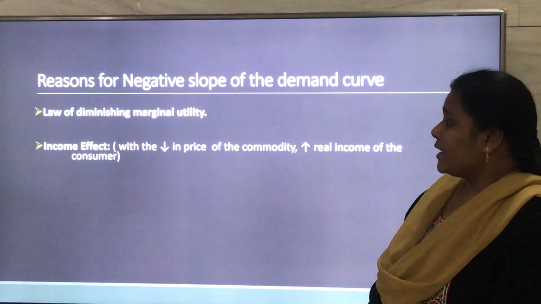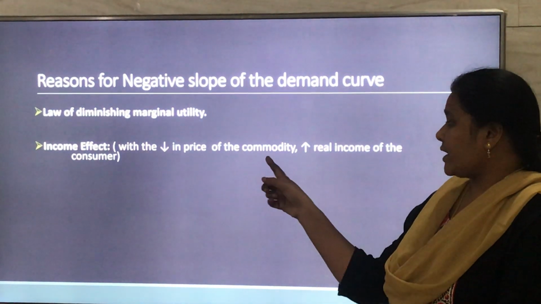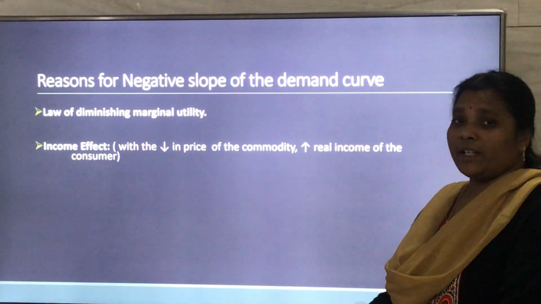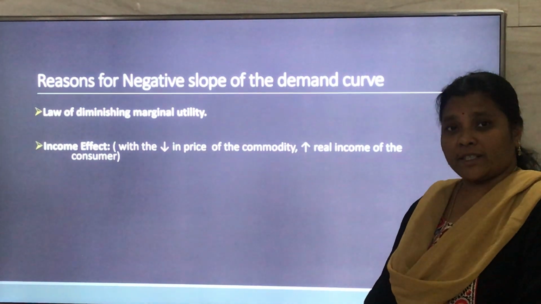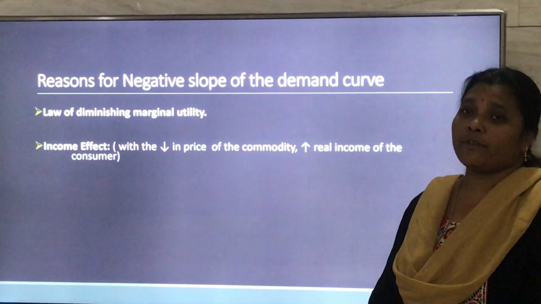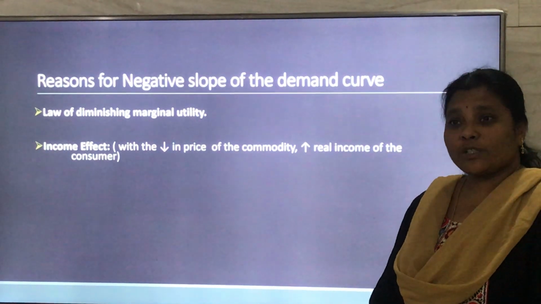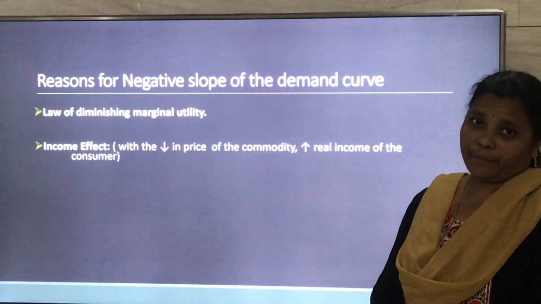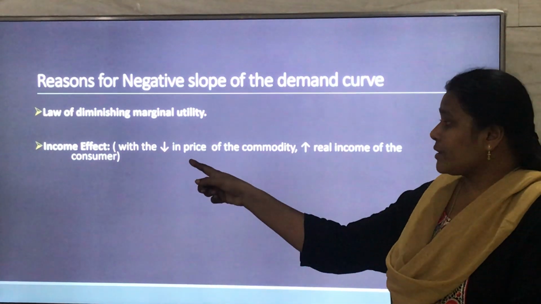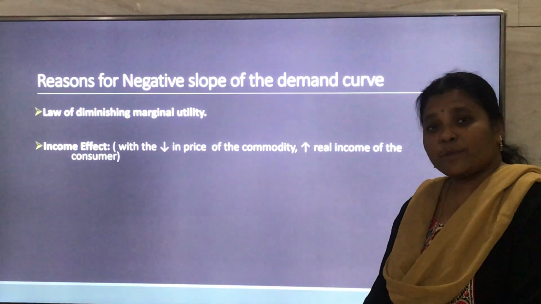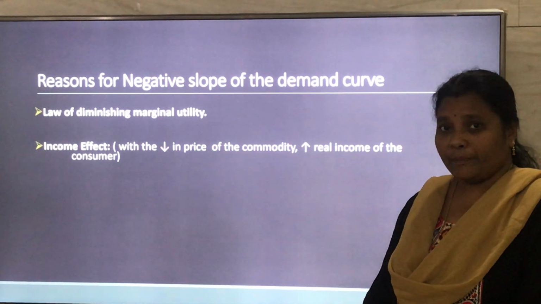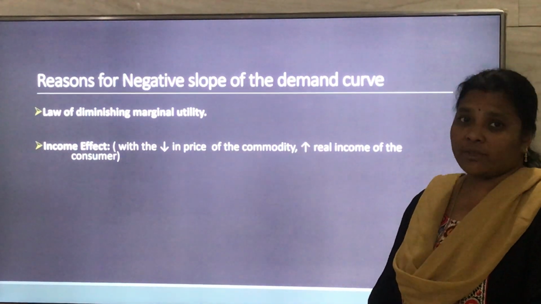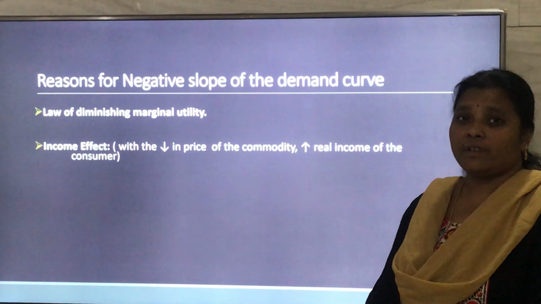The next reason is the income effect. With the decrease in the price of the commodity, the real income of the consumer increases, which means his purchasing power increases. With the increase in purchasing power, he is now able to buy more of the commodity. That means as the price of the commodity decreases and his purchasing power increases, he demands more of the same commodity, and because of this the demand curve slopes downwards from left to right.